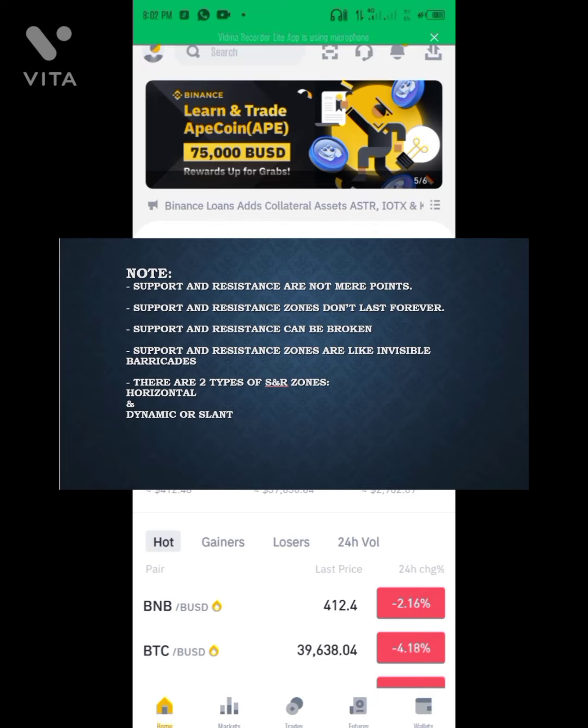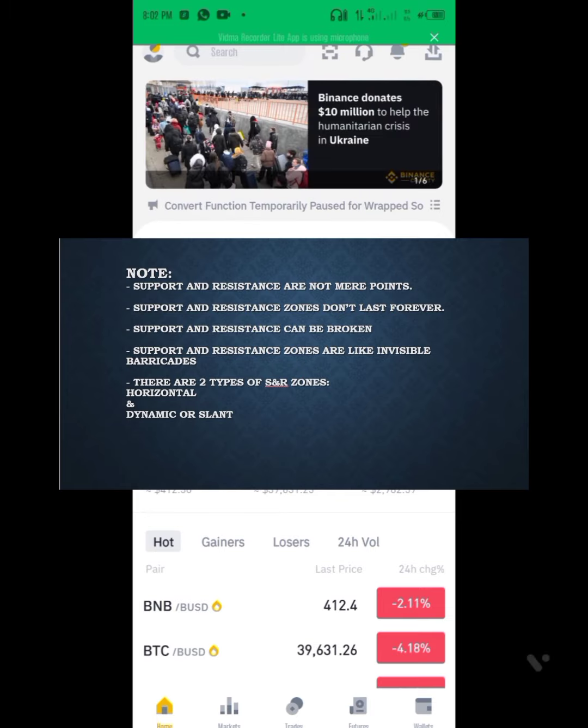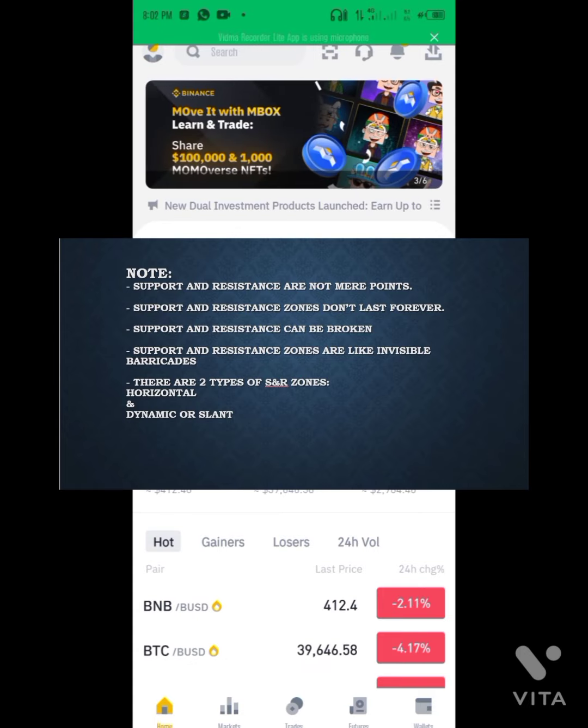One is that support and resistance are not mere points. They are zones at which price reverses or breaks through. Then you should also note that support and resistance does not last forever. If you have support and resistance zones, they don't last forever. They can change, because the price can be broken and price can get through them.